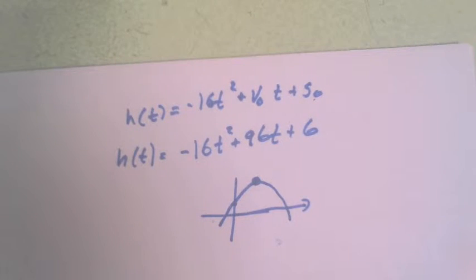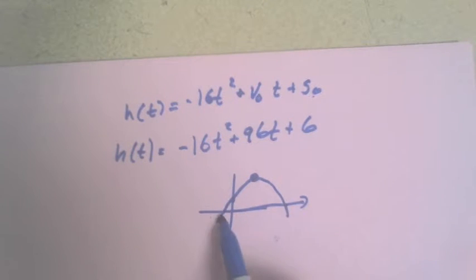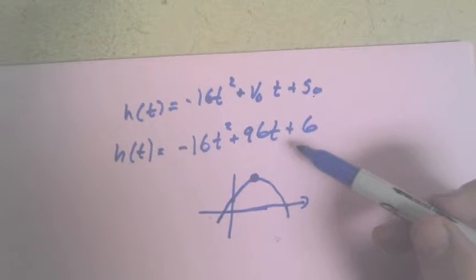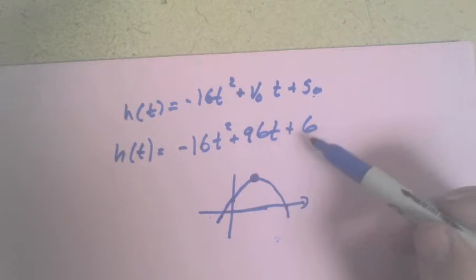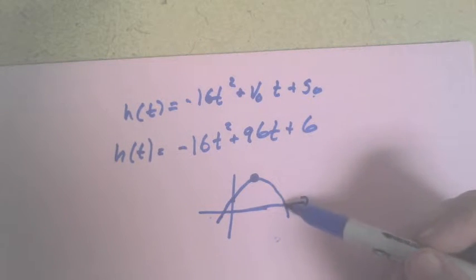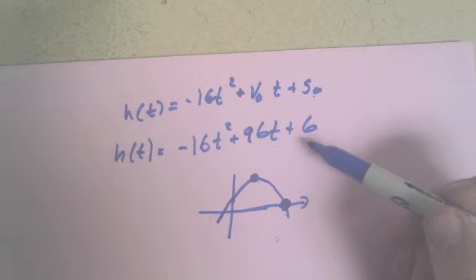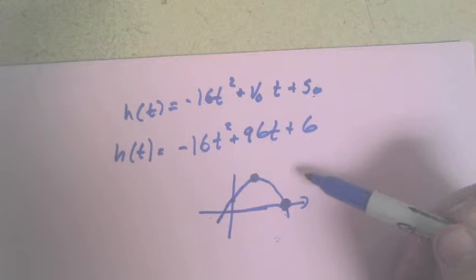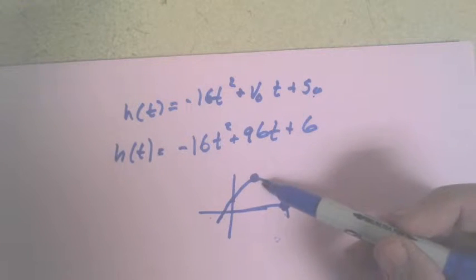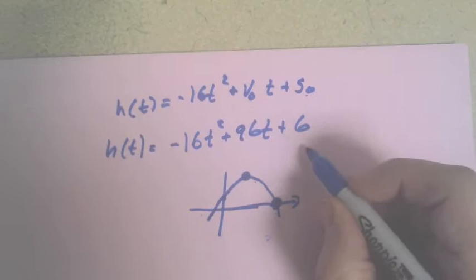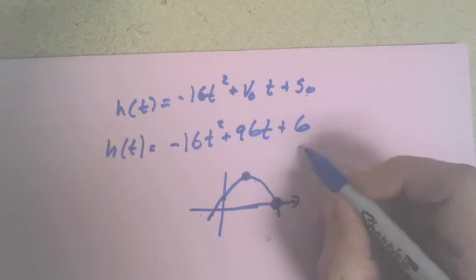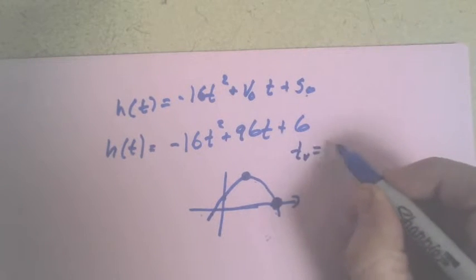Max height is not finding the x-intercepts, so don't plug this into the quadratic formula. Quadratic formula solves for equaling 0. If you were asked to find how long it takes to hit the ground, there you want an x-intercept. By all means, set this equal to 0 and use the quadratic formula. But since we're asked for the max, we want the vertex. So what is the x value, or in this case, the t value of the vertex?